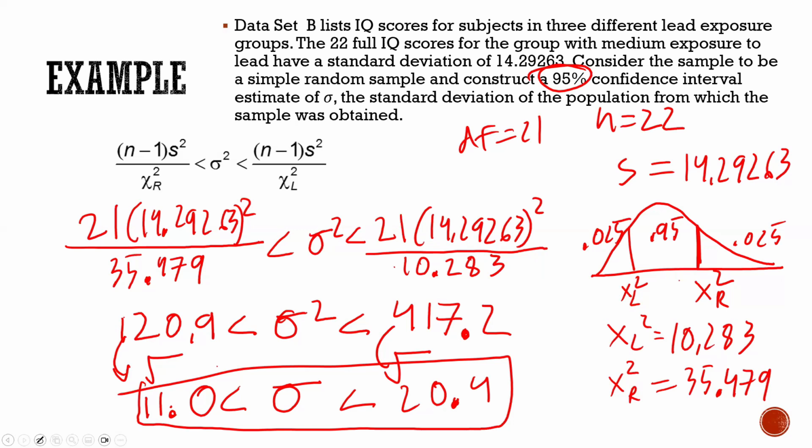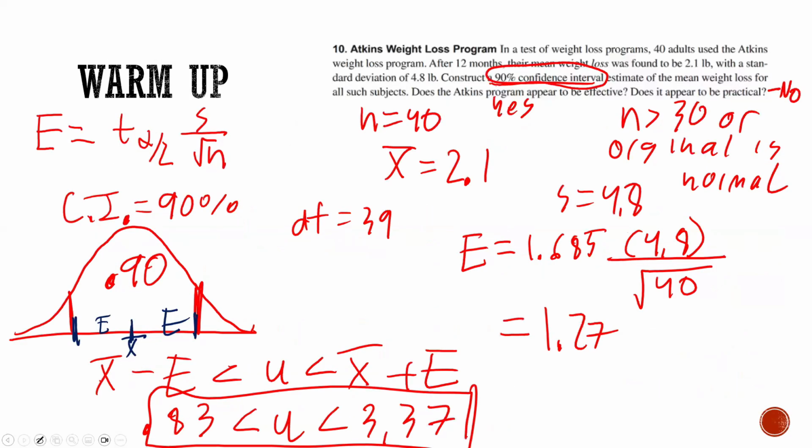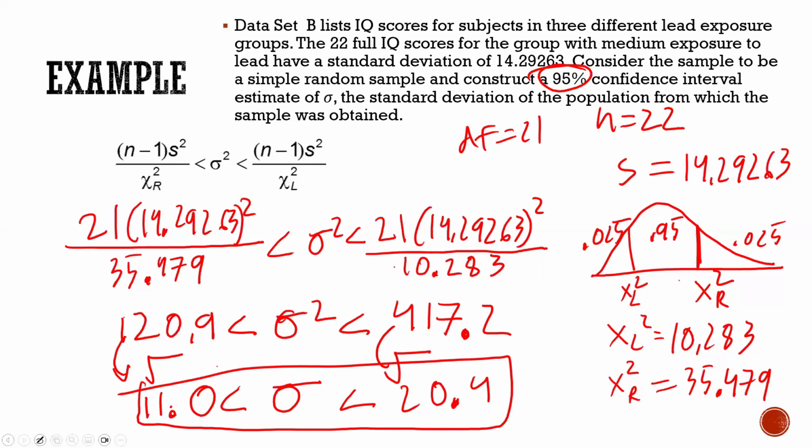And before, because it was a symmetric distribution, in our warm-up, our point estimator was exactly in the middle of our confidence interval. So notice our point estimator is 14.3. Is 14.3 dead in the center of 11 and 20?